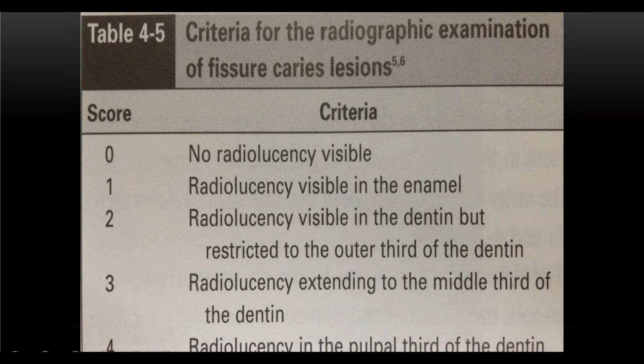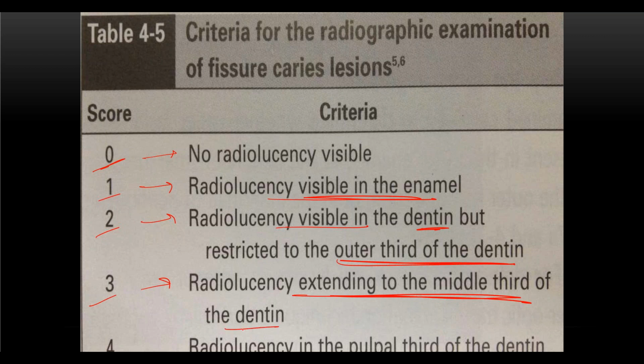Now, radiographic criteria of scoring: 0 if there is no radiolucency visible, 1 if the radiolucency is visible in the enamel, 2 if the radiolucency is visible in the dentine but only restricted to the outer third of the dentine, 3 if the radiolucency is extending to the middle third of the dentine, and 4 if the radiolucency is in the pulpal third of the dentine. All right, so these are the scoring criteria according to the radiographic visualization.